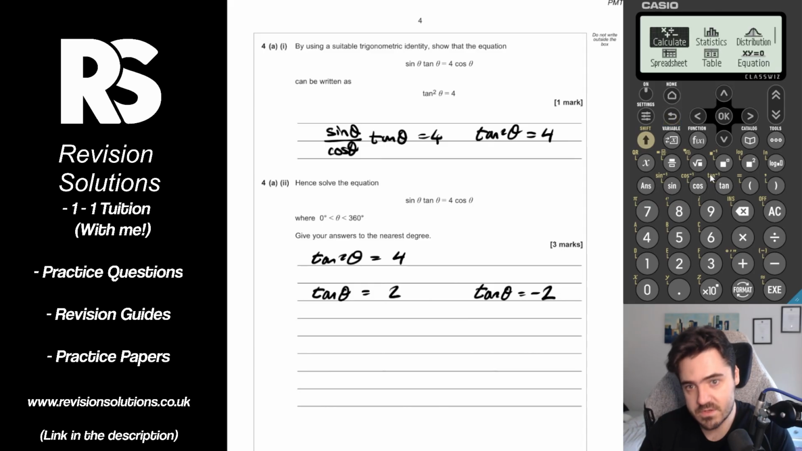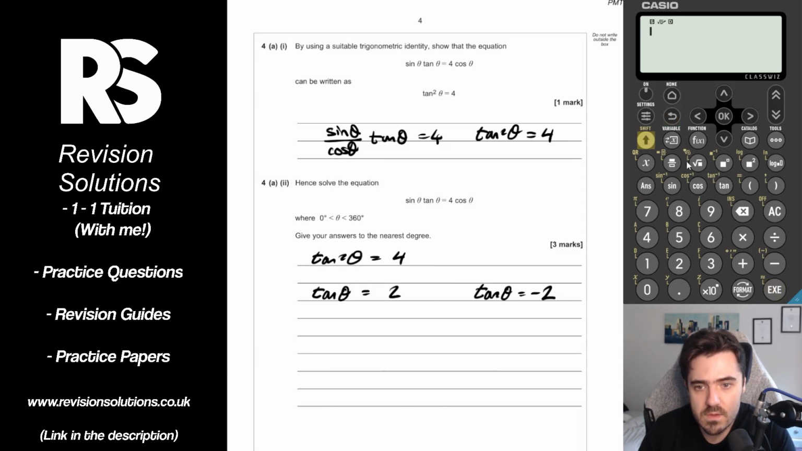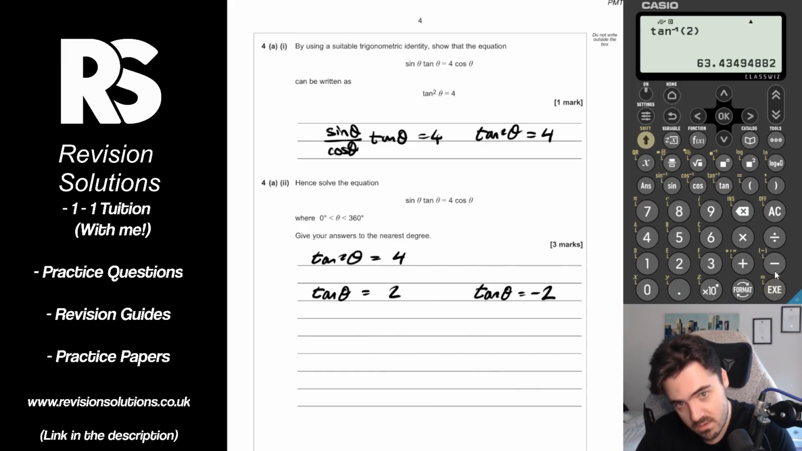And then to get our first solution, we're going to use the inverse tan function. So that'd be shift tan, and then inverse tan of 2 gives us 63 degrees, or 63.4 degrees. Well, to the nearest degree, it's going to be 63 degrees, actually. So theta equals 63. And then we actually want all the solutions between 0 and 360.